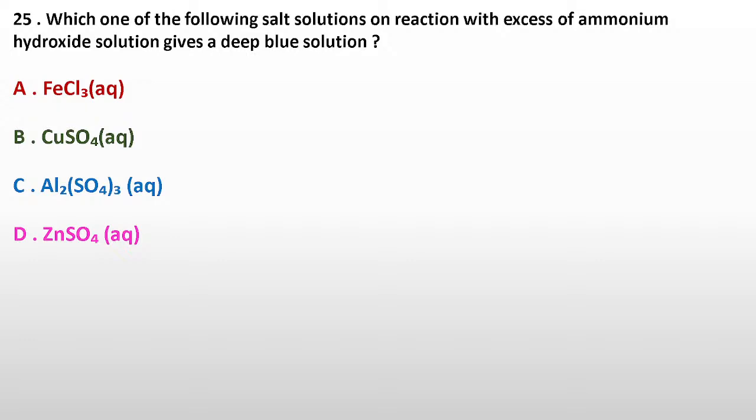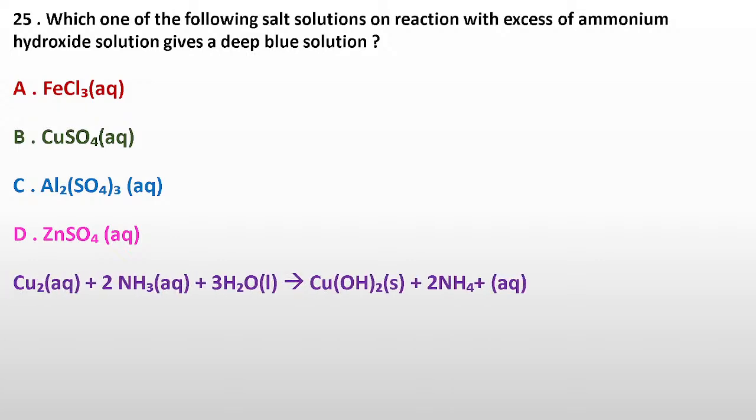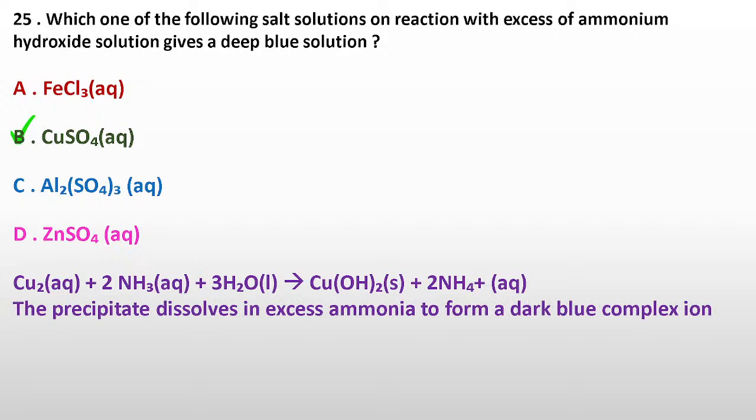And the correct answer for this question should be B. Copper sulfate. Cupric ions in aqueous form react with twice NH3, that is ammonia in aqueous form, plus water. It produces Cu(OH)2 in solid form plus NH4+ in aqueous form. The precipitate dissolves in excess ammonia to form a dark blue complex ion.